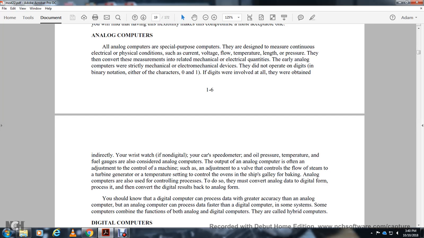The output of an analog computer is often an adjustment to control a machine, such as the adjustment of a valve to control the flow of steam to a turbine generator, or the temperature setting to control the oven in ship's galleys for baking. Analog computers are even used to control processes. To do this, they must convert analog data to digital form, process it, and convert the digital result back to analog form. You should know that digital computers can process data with greater accuracy than an analog computer, but an analog computer can process data faster than a digital computer in some systems. Some computers combine the functions of both analog and digital. They are called hybrid computers.